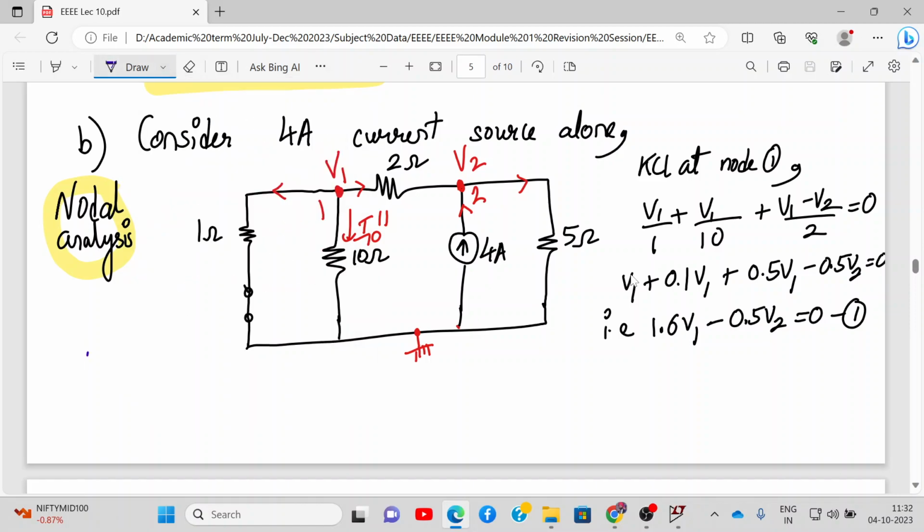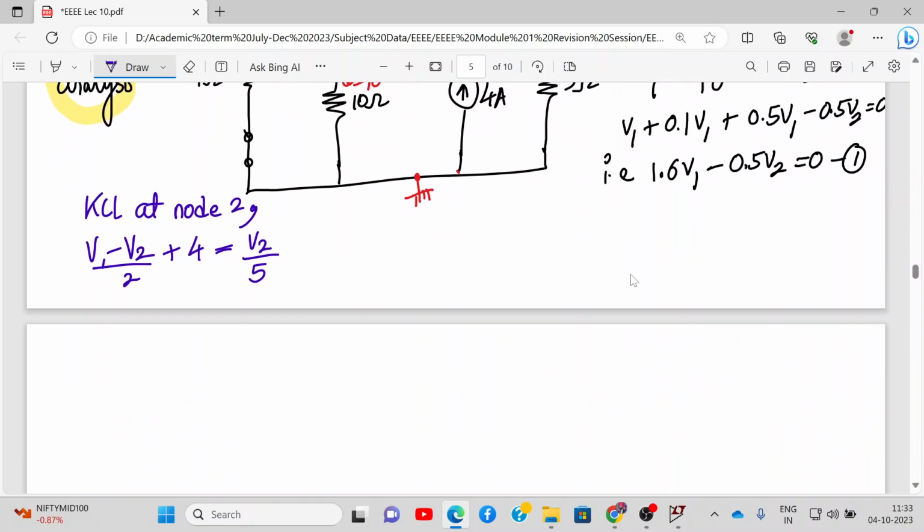Now we apply KCL at node 2. So what are my incoming currents? An incoming current is 4 ampere, and another incoming current is this one. So V1 minus V2 upon 2 plus 4, and this is outgoing, which is V2 upon 5. So we can simplify this further as follows.